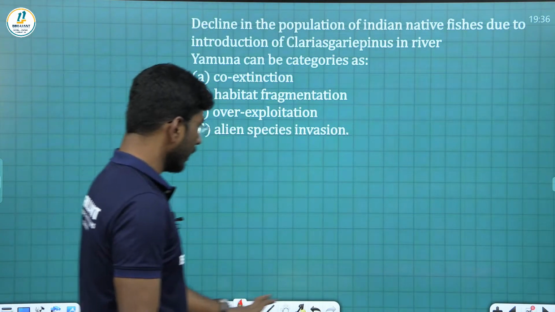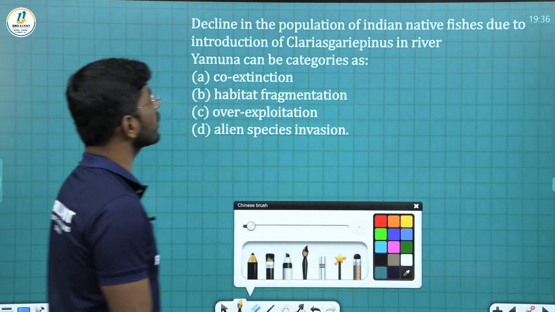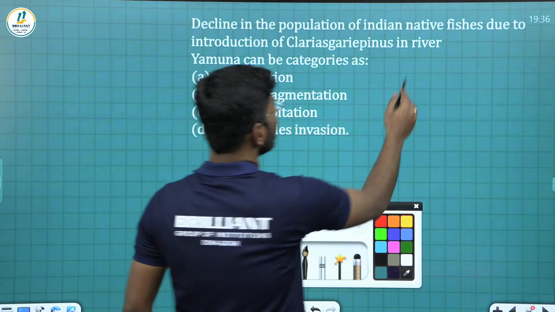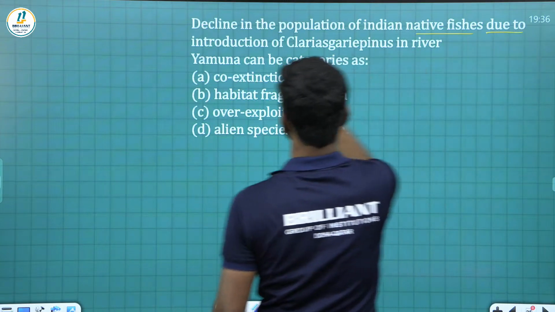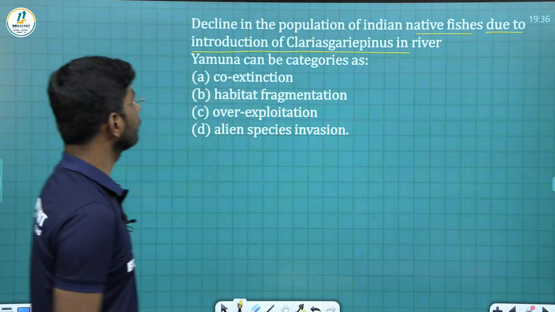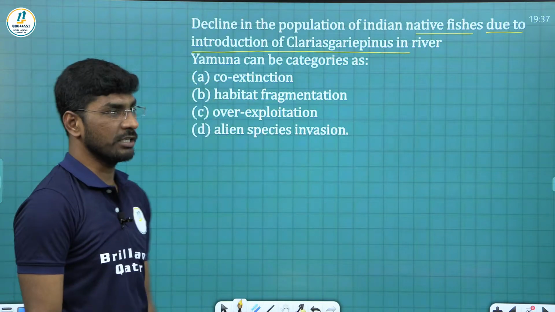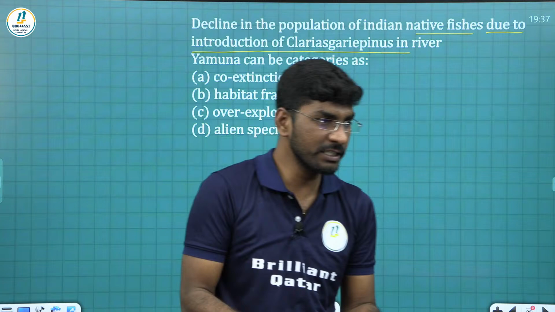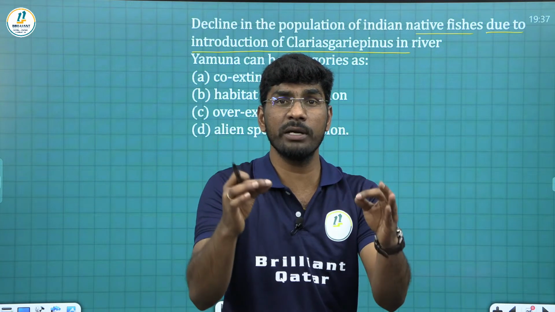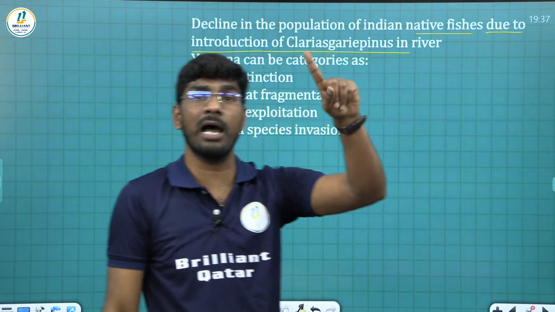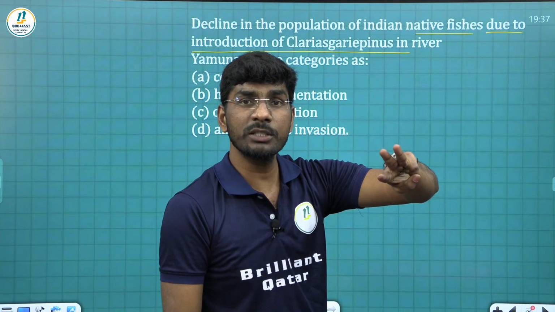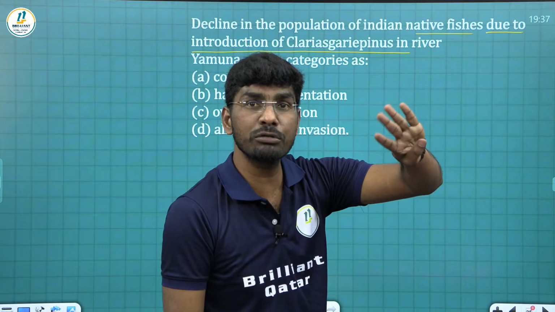What about this? Decline in the population of Indian native fishes due to the introduction of what? They have given Clarias gariepinus fish. What is this? Simple, very easy. Alien species invasion. Do you remember alien species invasion? Lantana, Parthenium, water hyacinth we discussed, and Nile perch fish also.